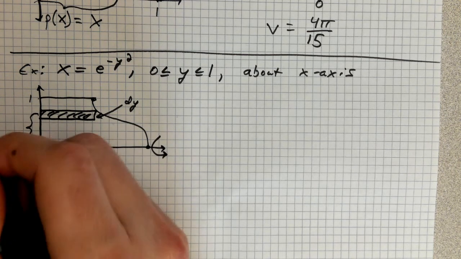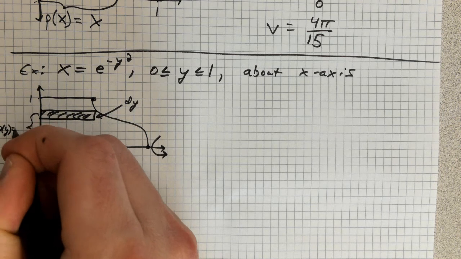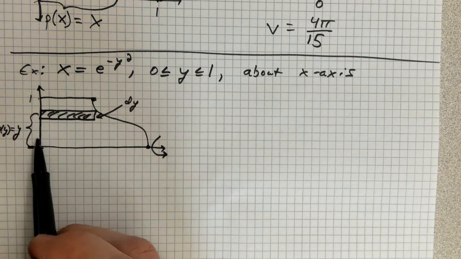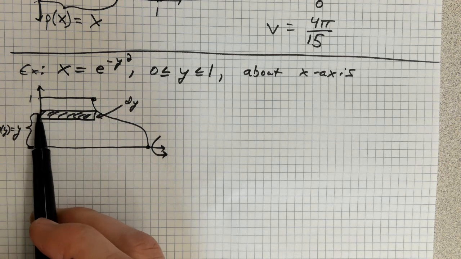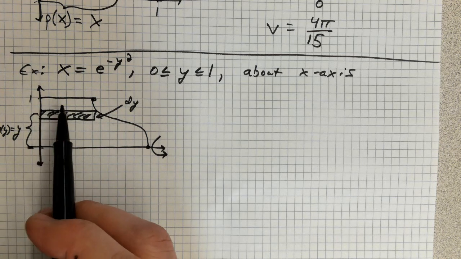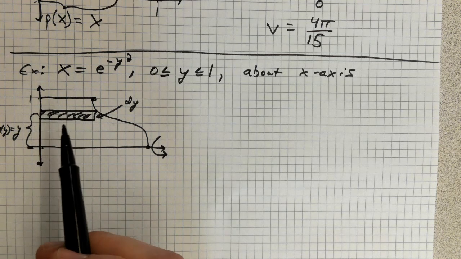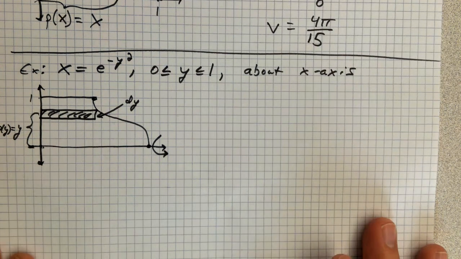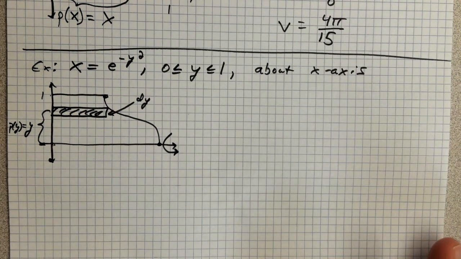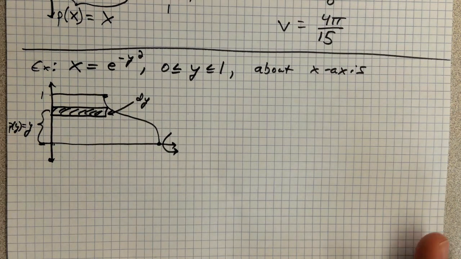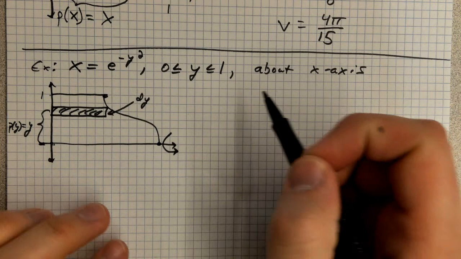In this case, p of y will be y. Again, if the rectangle is at 0.7, that is whatever the y value is. We will do one that isn't around an axis, and you'll see the difference, and you'll see when p of y can change to something other than just y, or when p of x is something other than just x.